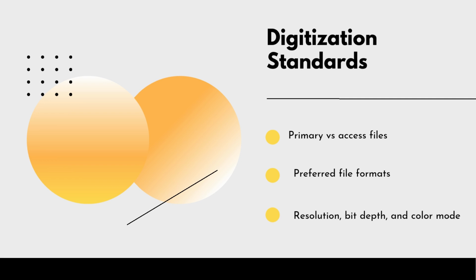So here's what we're talking about when we say digitization standards. And again, some of this might be review, some of it is new to some of you, so that's great. We're going to talk about each of these areas: primary versus access files, preferred file formats, and then the nuts and bolts of the scanner settings.